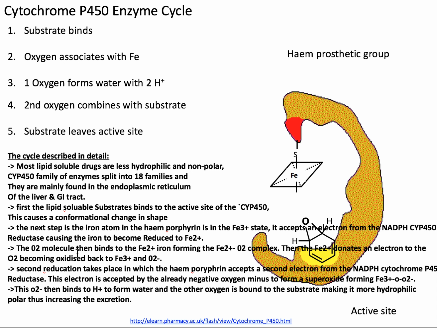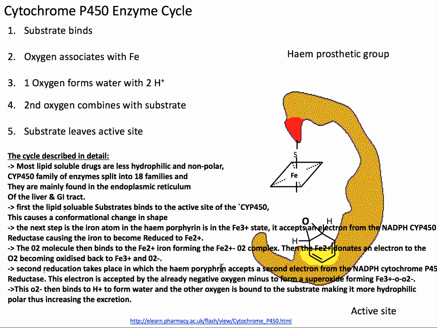Now, the oxygen molecule that we talked about, which is an essential requirement or cofactor, has the ability to bind to this Fe2+ because it can form a complex. Then the Fe2+ donates an electron to the oxygen, becoming oxidized back to Fe3+ and O2−. So it gives one of its electrons to the oxygen, which makes the oxygen negatively charged, and the Fe2+ is oxidized back into Fe3+.